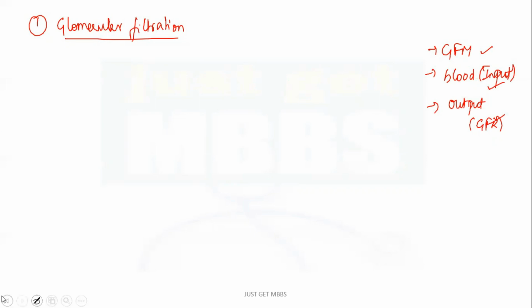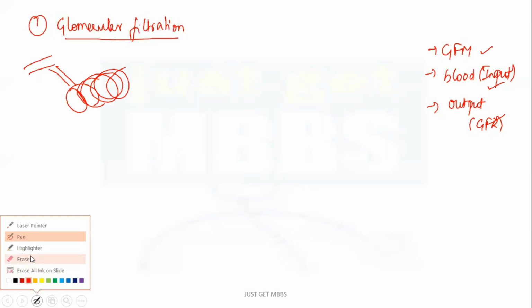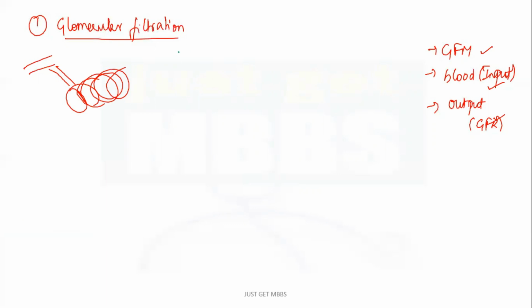So first, let us go in order. First we'll talk about the input. We all know the renal artery. From that, we have a branch called the afferent arteriole, which forms a tuft called the glomerulus. Now, what is the amount of blood that enters? What the renal artery receives, it sends to the glomerulus. It is very important to know that it receives around 1100 to 1200 ml of blood.